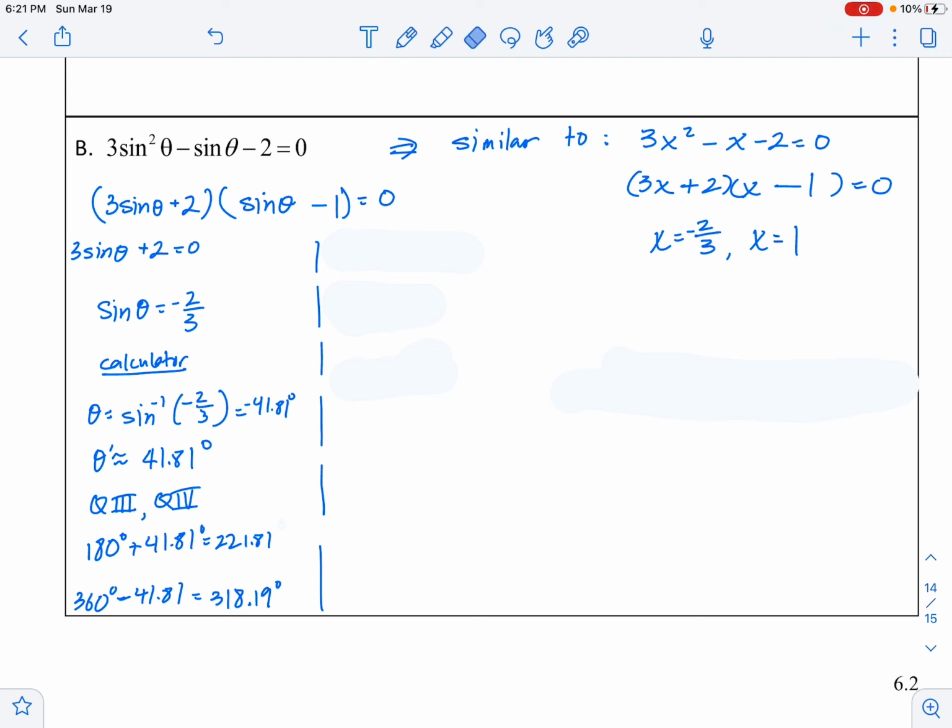When I set sine theta minus 1 equal to 0, that means that sine theta equals 1, and I know that sine is only 1 in one place. It is only a value of 1 at 90 degrees. Therefore, for my question here, I have three answers. I have theta equals 90 degrees, theta equals 221.81 degrees, and 318.19 degrees.